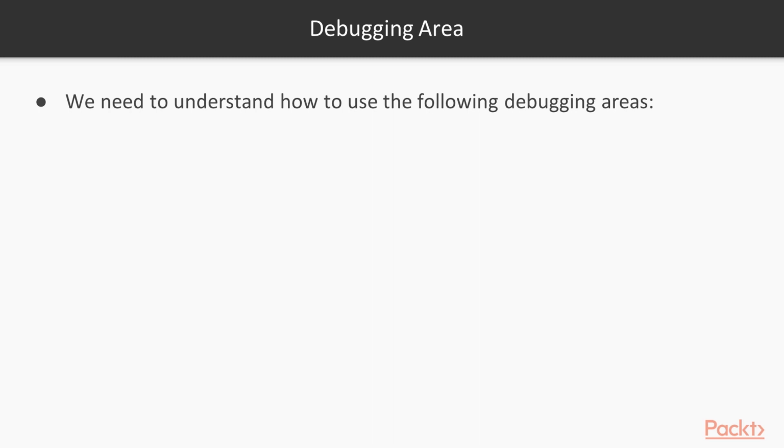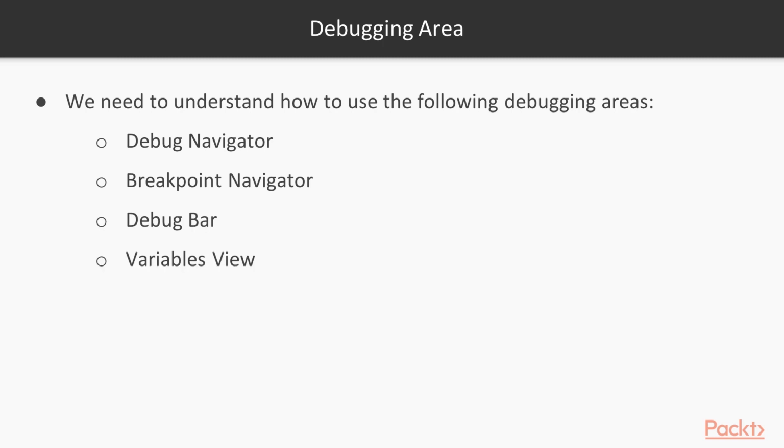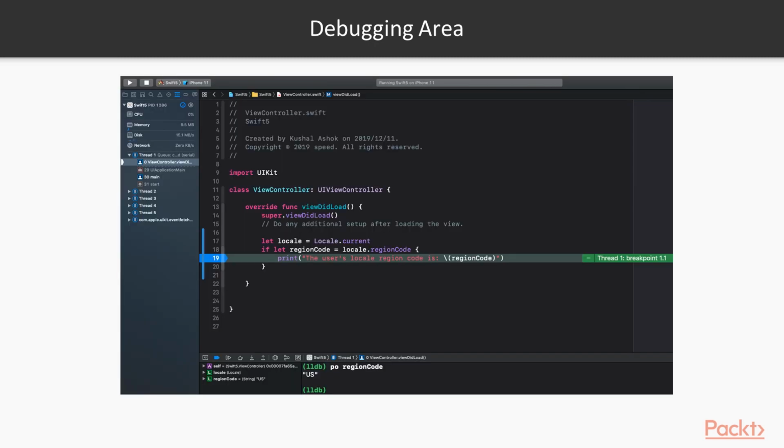Before we start with the actual debugging, let's get familiar with the debugging areas in Xcode. We need to understand how to use the following areas: the Debug Navigator, the Breakpoint Navigator, the Debug Bar, Variables View, and Console. Now, in some of the programming languages, you might have to constantly log your messages and variable values into console, but that's not the case in Xcode. As you can see right over here, we have multiple options right here in Xcode.